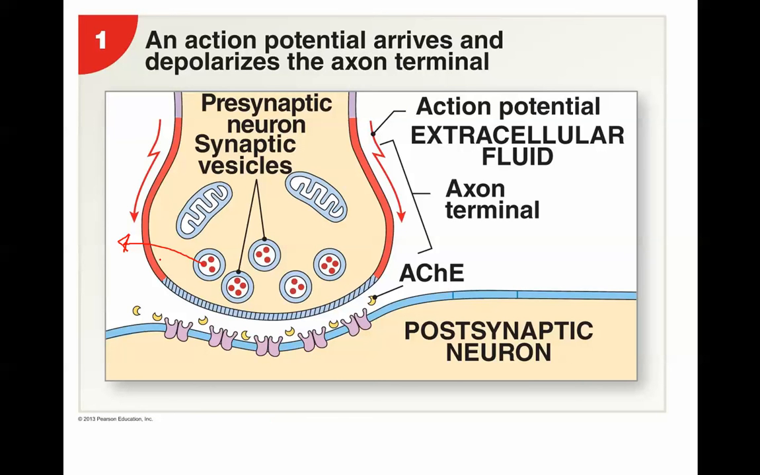Now, each one of these little circles is a neurotransmitter. At this point, the action potential arrives. Notice these are sodium gates. They're closed right now. They will open. What's going to trigger them to open? The neurotransmitters. So here's cell 2. This is cell 1. Let's watch what happens.